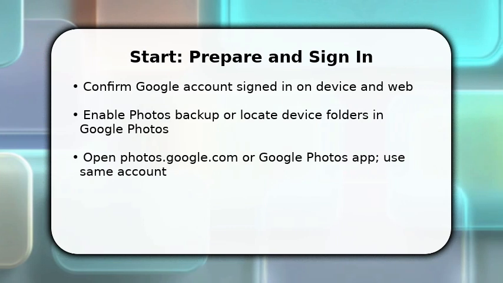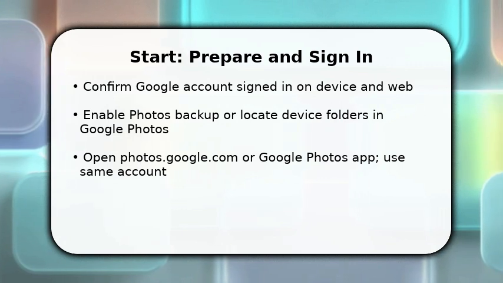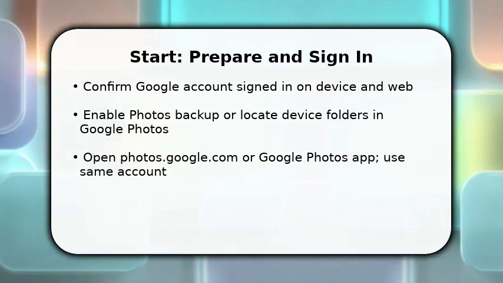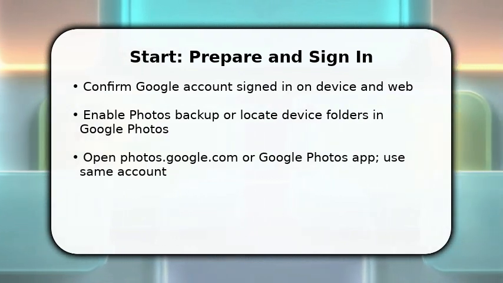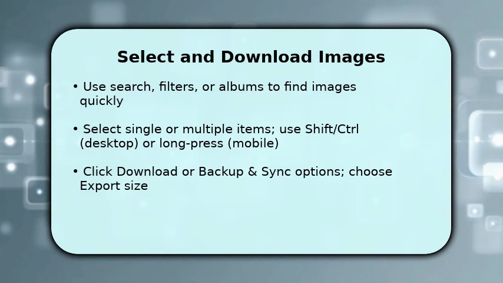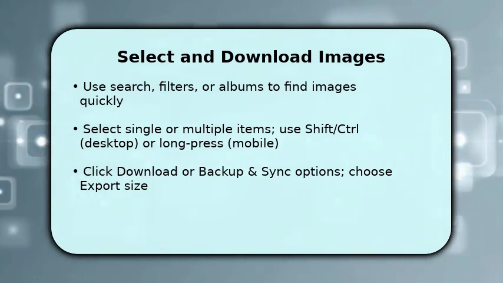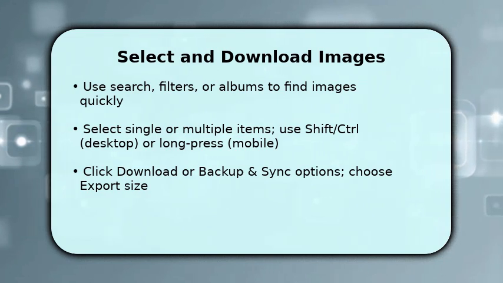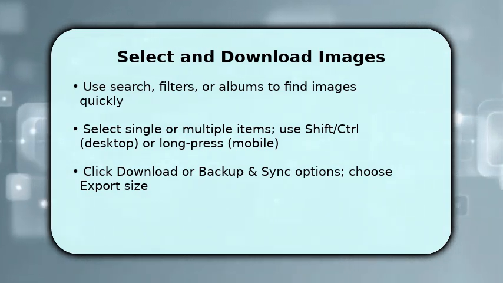This avoids missing images. Now open photos.google.com or the Google Photos app, and navigate to the library or albums to locate the first image you want to retrieve. Once you've located images, use search terms, dates, places, or albums to narrow results. That's faster than scrolling.